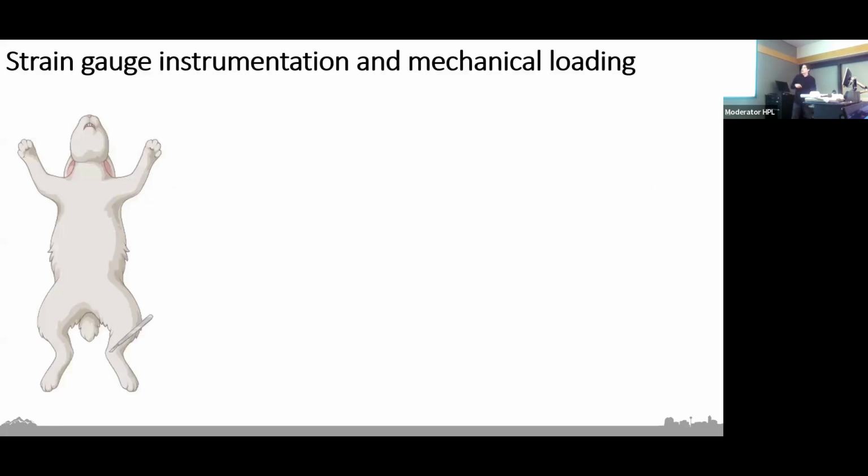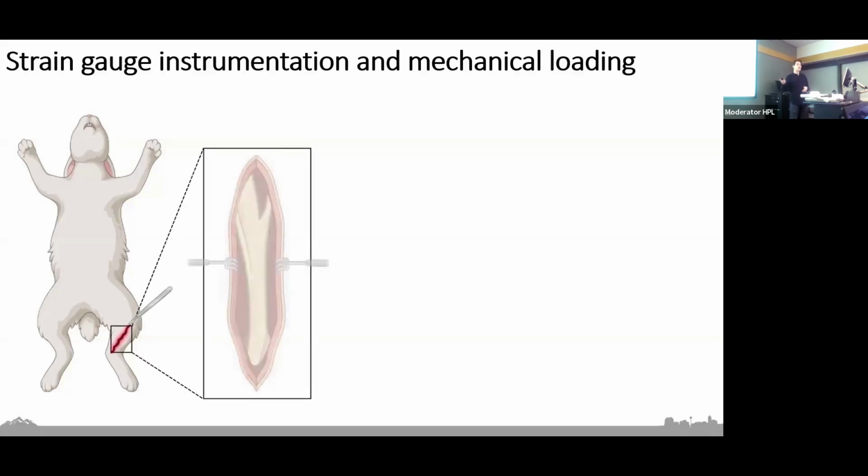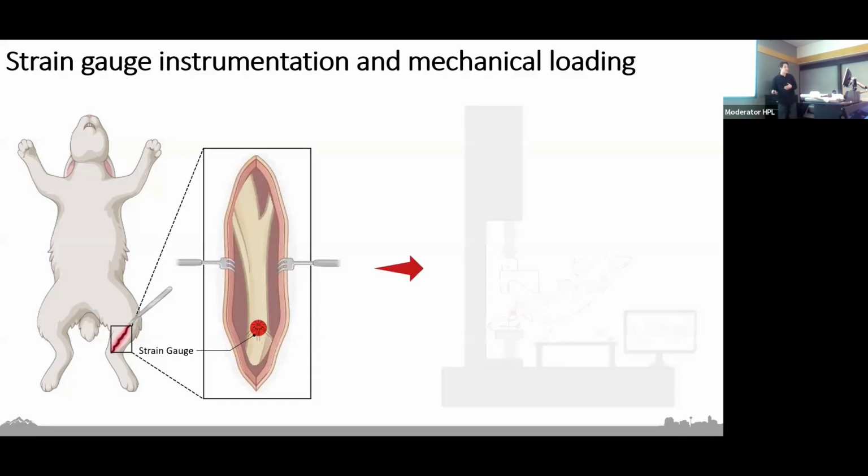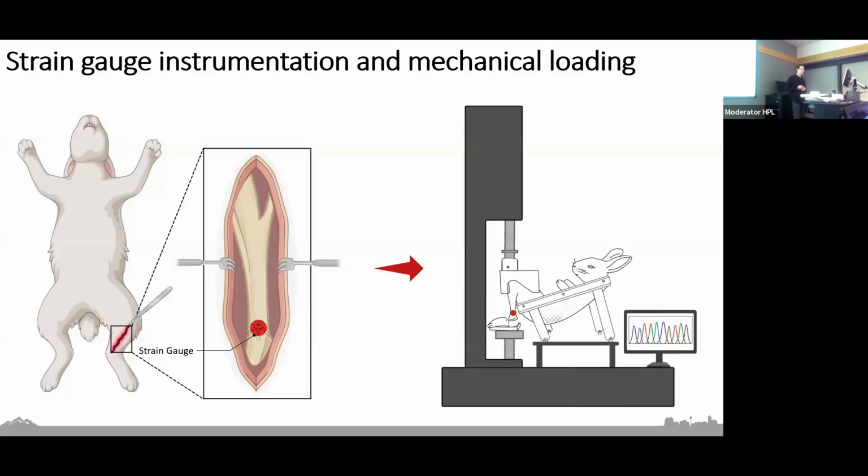So we started with newly euthanized New Zealand white rabbits, and we created an incision near their tibia. Through this incision, we mounted strain gauges on the anterior and posterior surfaces of the bone. And then we take the entire intact rabbit over to our mechanical loading device, as we kind of saw earlier. We take the hind limb through a few bouts of cyclic loading and uniaxial compression, measure out those strains.